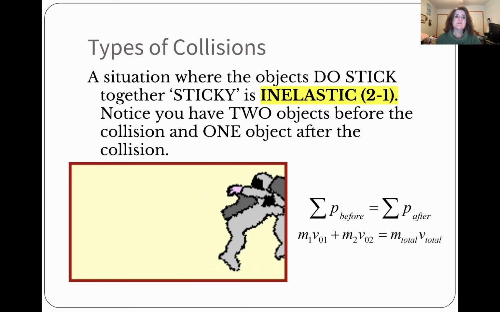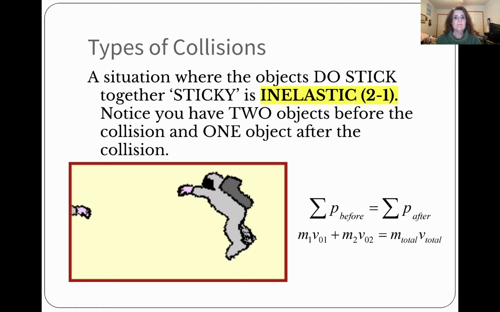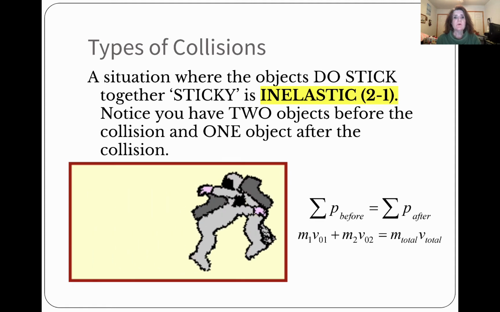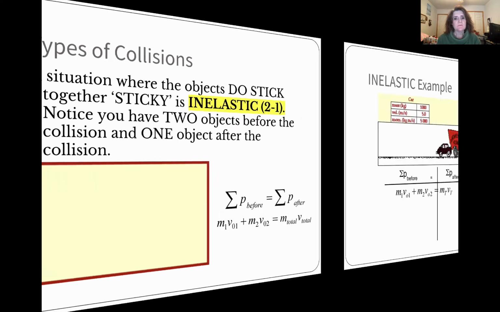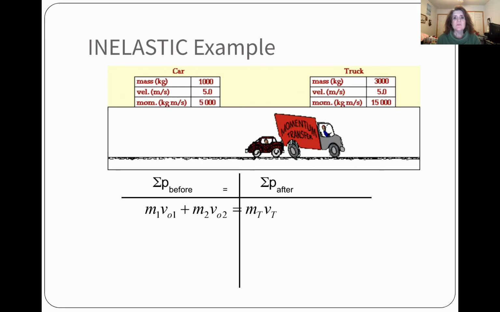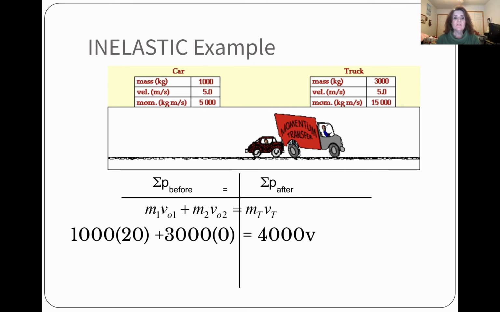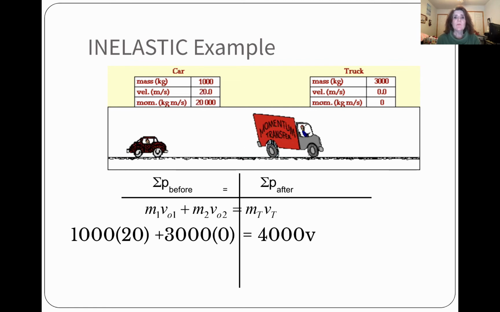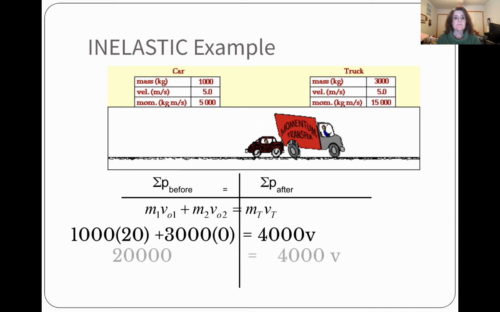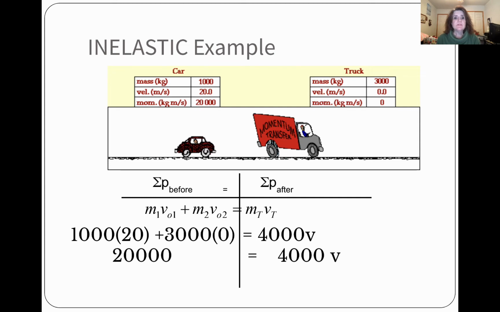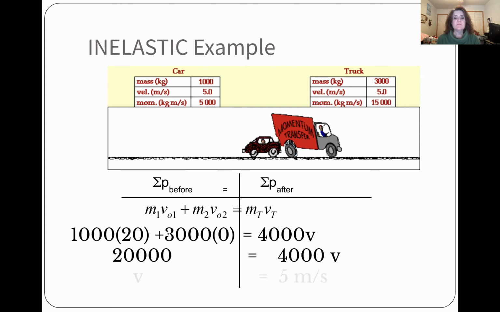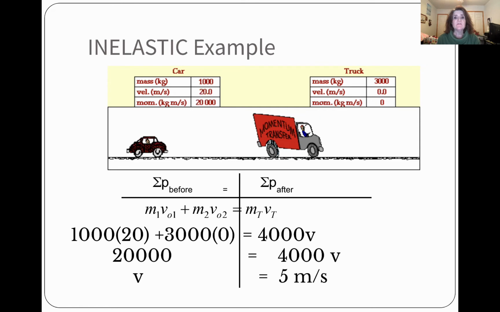The second kind of collision that we encounter is an inelastic collision, a 2-to-1. Notice that you have two objects before, but one combined object after. In this example, the car sticks to the truck. So again, we find the momentum of the car, the momentum of the truck, and then the momentum of the two of them together. Momentum, remember, is mass times velocity. So again, the combined momentum is 20,000 for the system, divided by 4,000 gives a velocity of the wreckage afterwards of 5 meters per second.